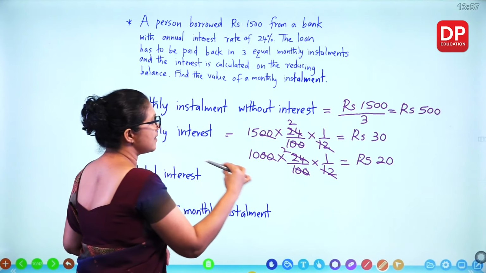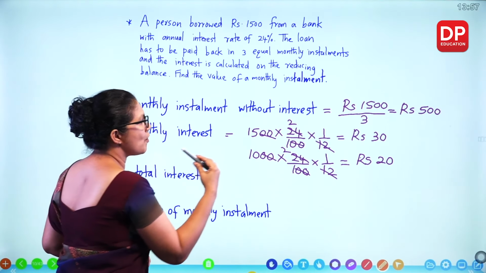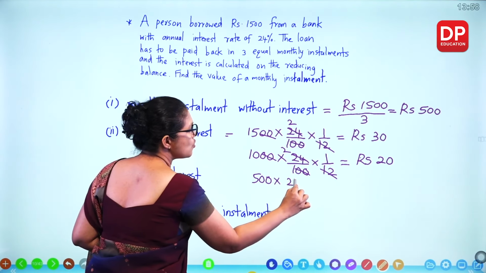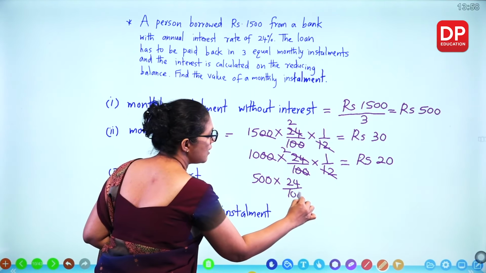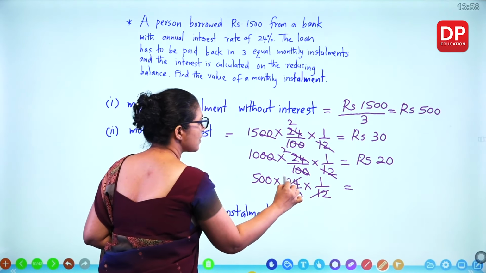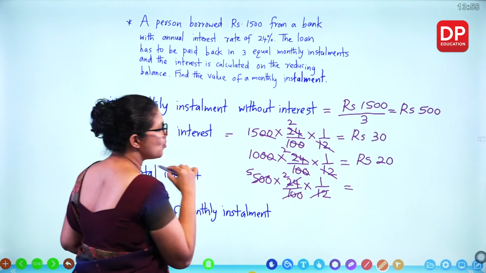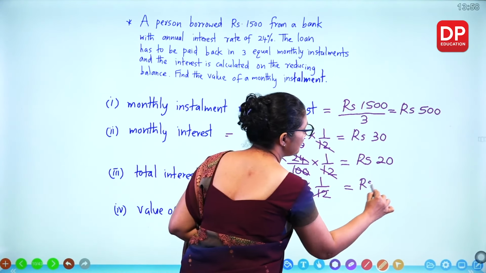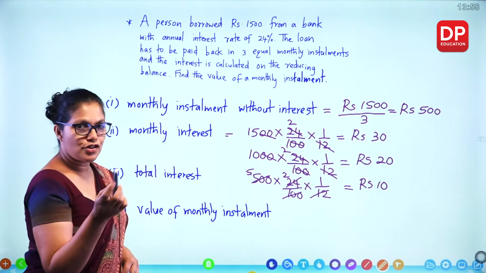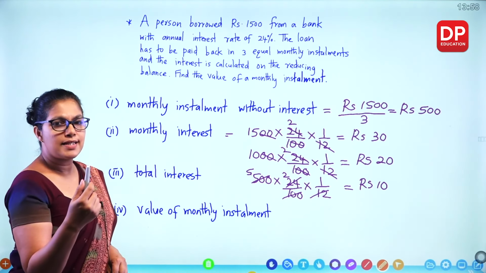Then the next month, the third month, what's the remaining amount? Now for the next 500, you are paying 24% value monthly. That's 1/12. You get 2, this one 5. 5 times 2, 10 rupees. So this is the first month interest, 30 rupees. Second month you have to pay 20, and the third month 10.